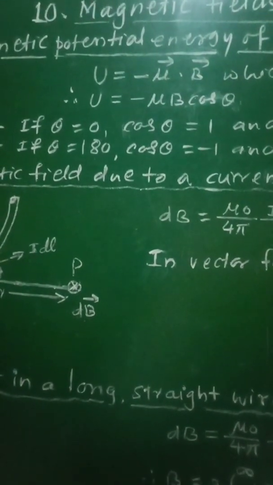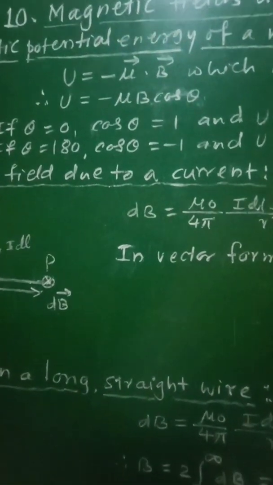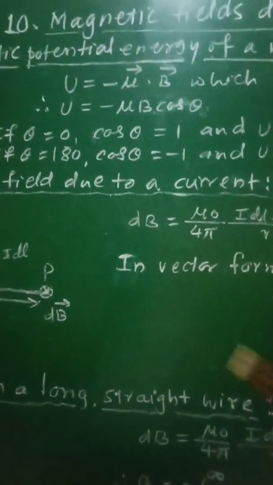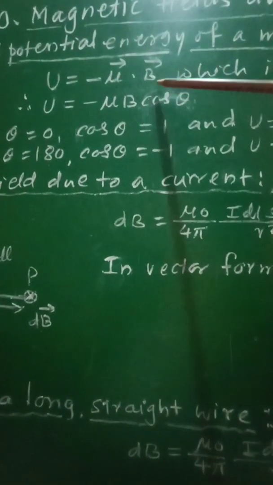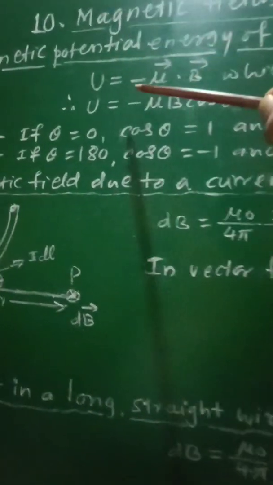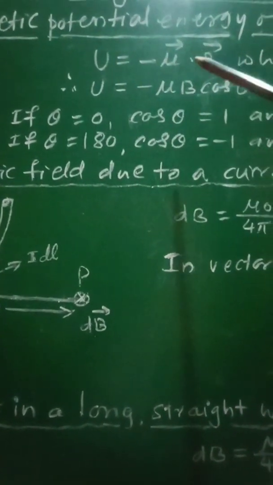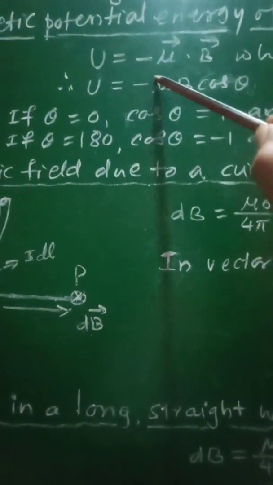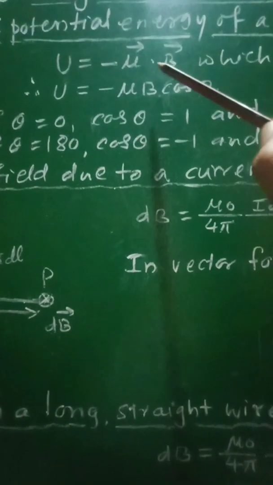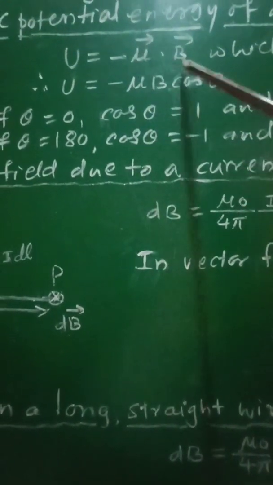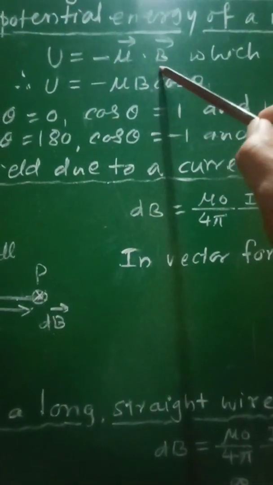its orientation in the magnetic field. When a magnetic dipole having the magnetic dipole moment mu is placed in a magnetic field B, then the magnetic potential energy U possessed by that magnetic dipole will be given as U equal to minus mu dot B. Here it is the scalar product of the magnetic dipole moment mu and the magnetic field.